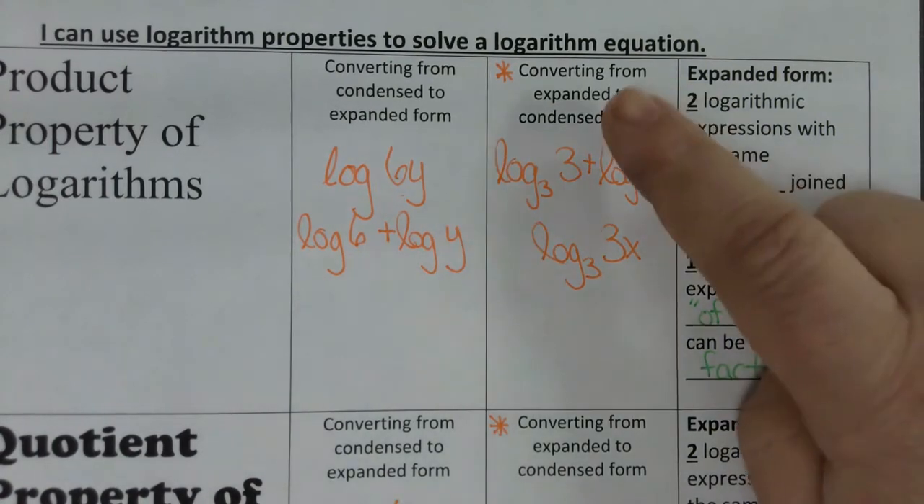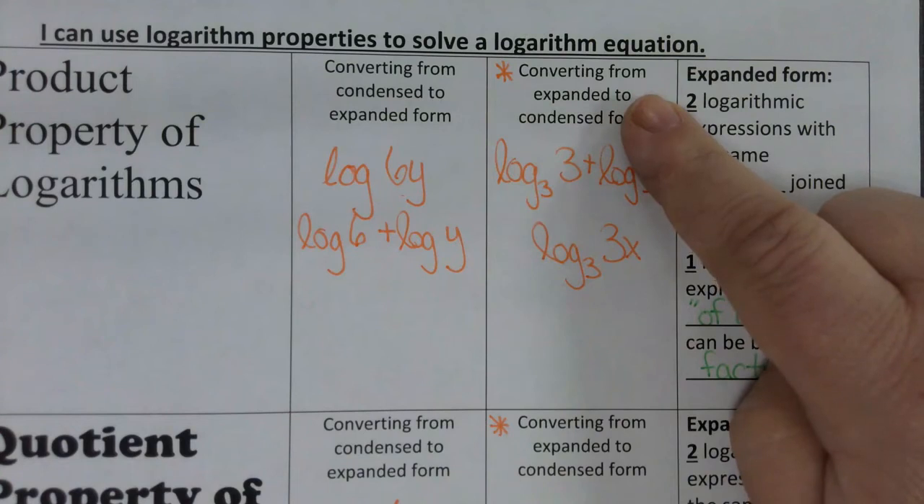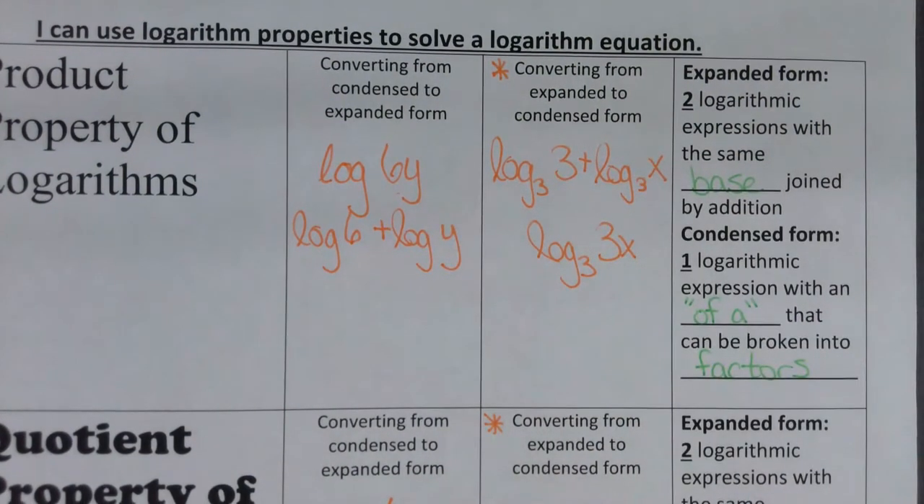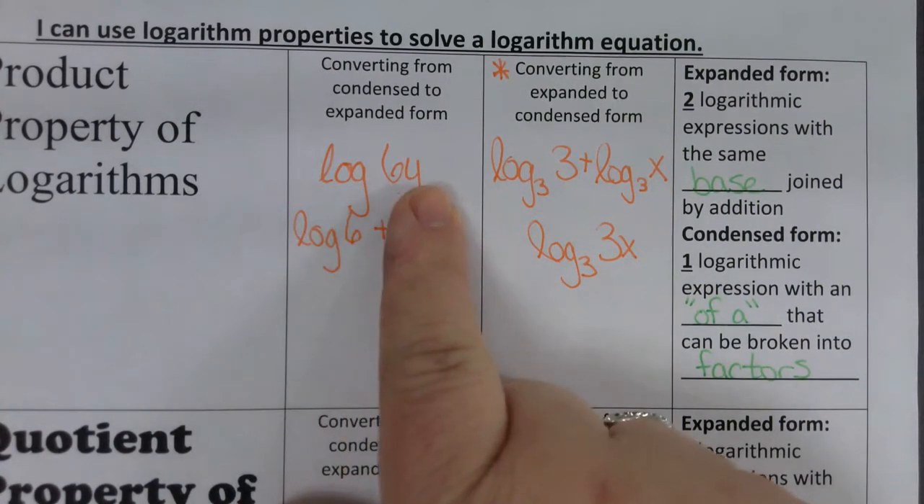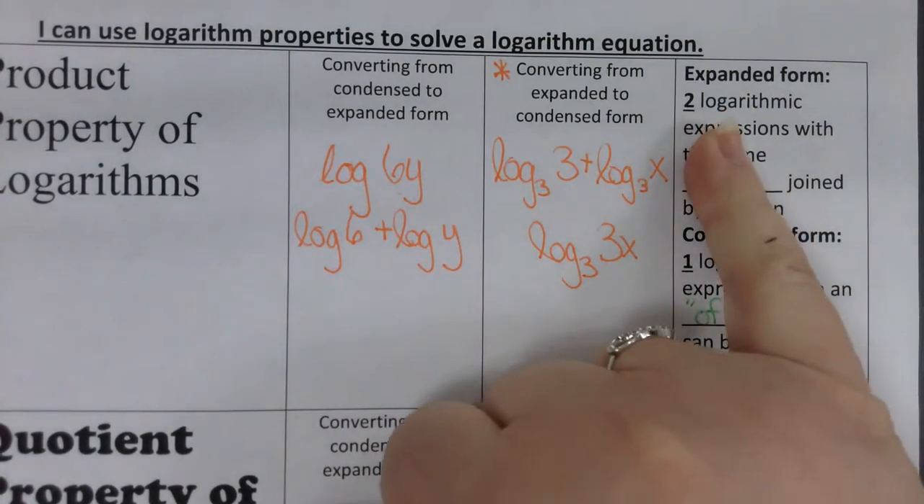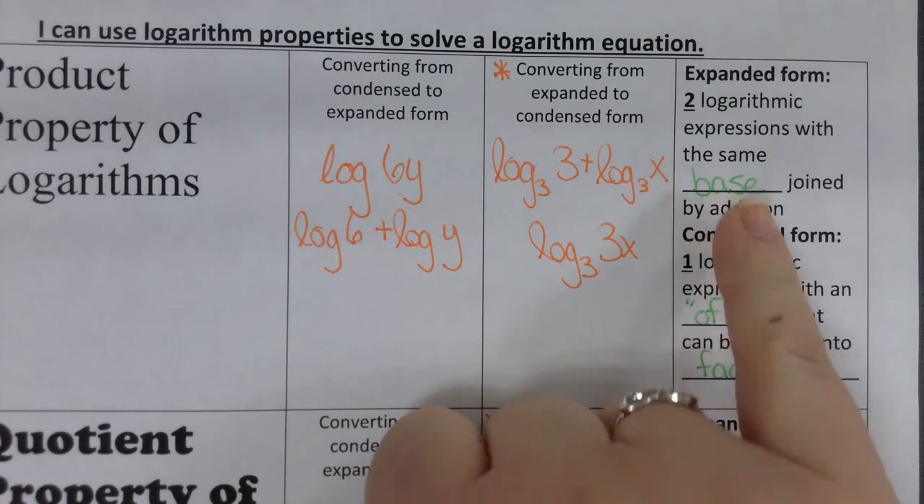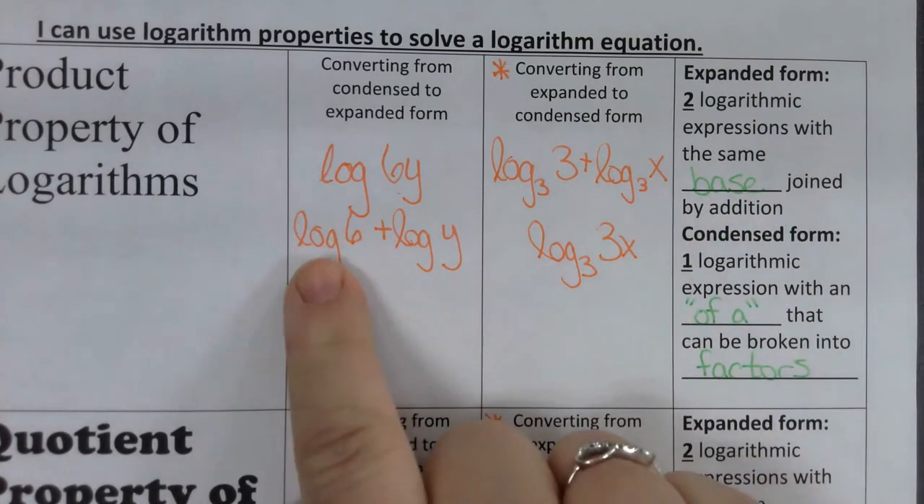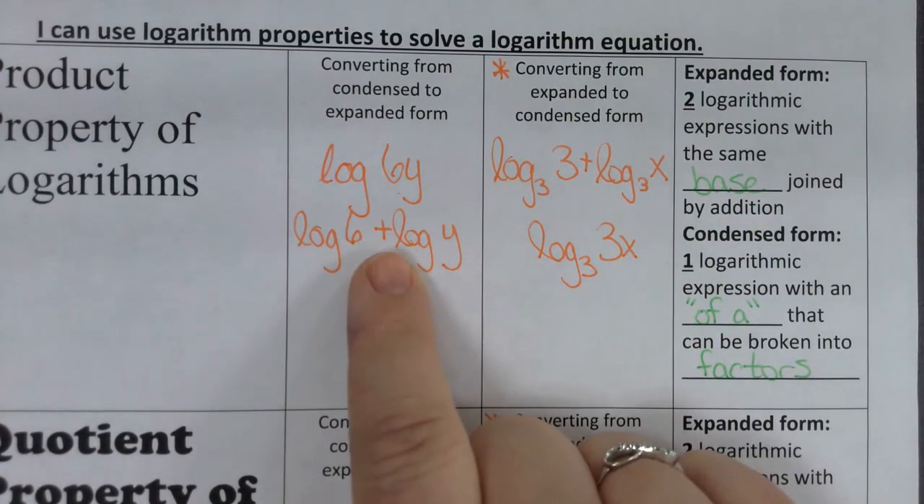And I'm putting an emphasis on being able to convert from expanded form to condensed form because that's the one that you're going to see most often in this course. But we're going to cover both. So a condensed form, if I want to move it to expanded form, I need to create two logarithmic expressions that have the same base joined by addition. So I have log base 10 and log base 10, and there's my addition sign.